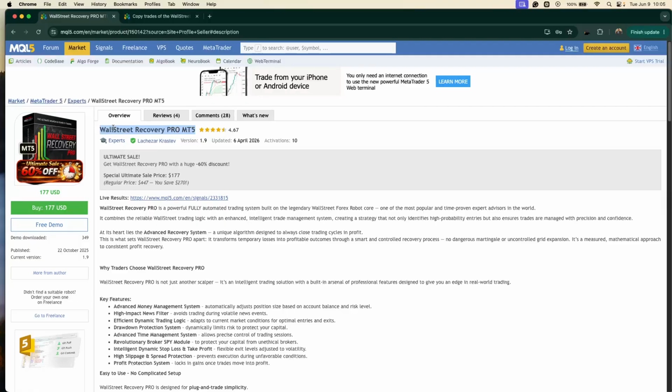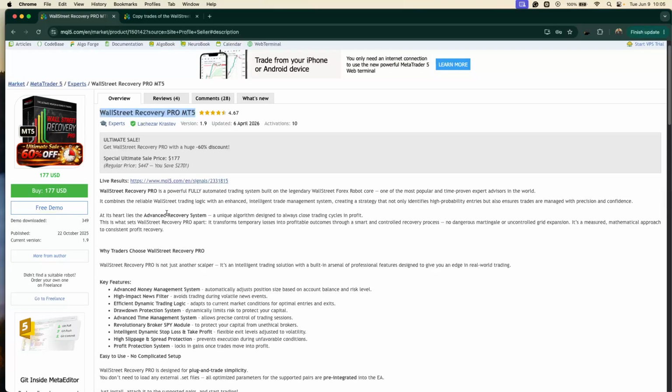And talking about the Wall Street Recovery Pro Expert Advisor, it is built on proven Wall Street Forex Robot logic. The developer says that it's a powerful, fully automated trading system built on the Wall Street Forex Robot core, and it's one of the most popular and time-proven expert advisors.